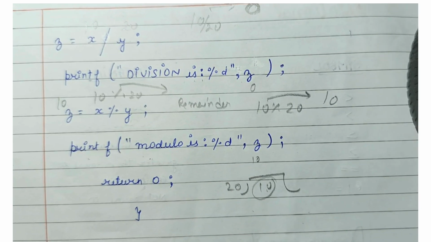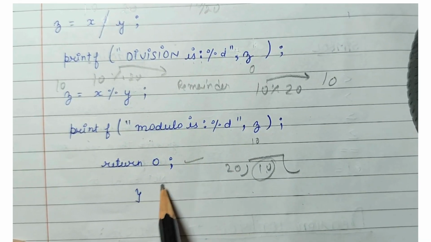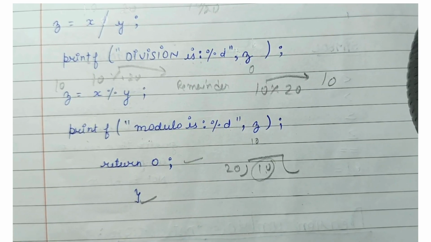I hope all of you are clear. After this, return 0 and the program is ended using the curly braces. So I hope all of you are clear about all the arithmetic operations.